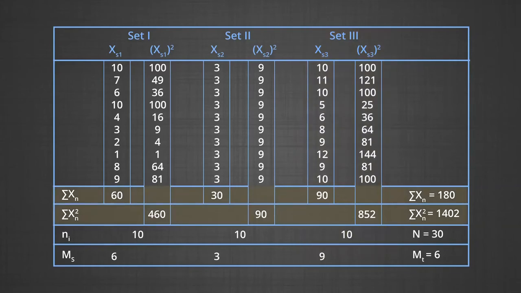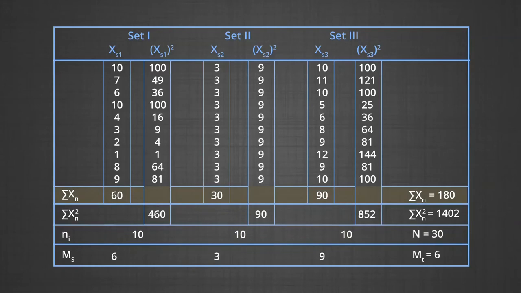And underneath, we have the sum of squares and the sum of scores given here. Sum of scores is 60, and sum of squares for set 1 is 460, and so on and so forth. For set 2, we have sum of scores as 30 and sum of squares as 90, and so on for set 3. Then we have, in this case, further mentioned that N is equal to 30, n1 is equal to n2 is equal to n3 is equal to 10. It means all the three sets have an equal number of scores.